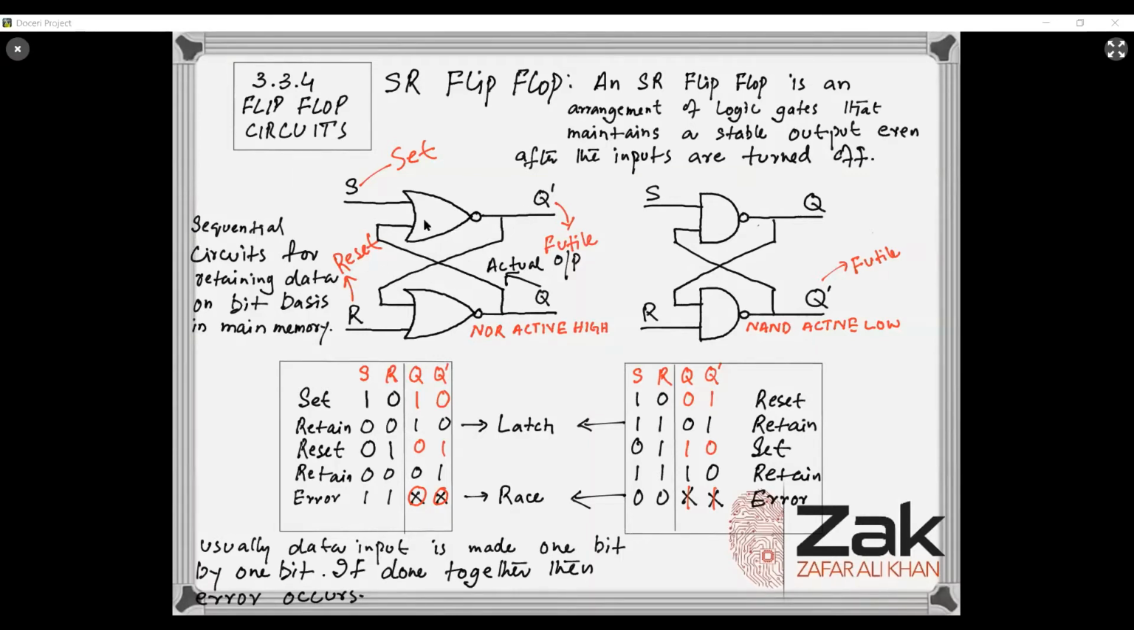ठीक है. अब X की जो input है उसको हम बोलते हैं S as set, और जो Y की input है उसको हम बोलते हैं R as reset. Remember, the other input is actually coming from the output of the other gate, so that we could trap the data. What is data? One single bit is data. All right, वो हम इस्तेमाल कर रहे हैं यहाँ पे.